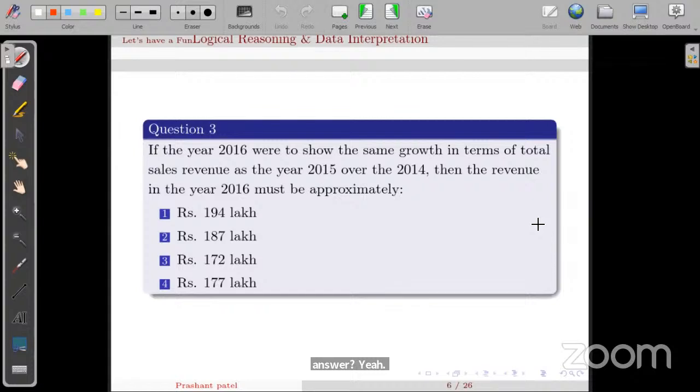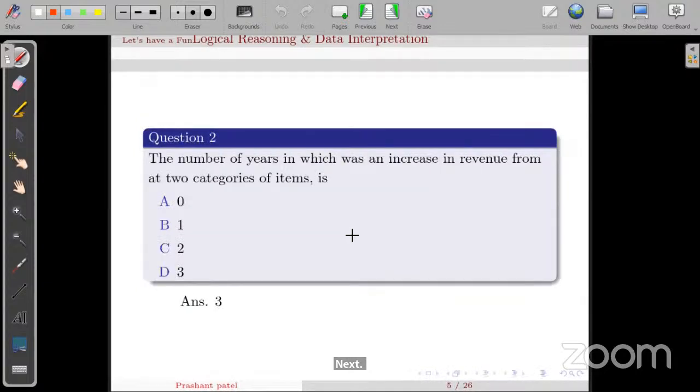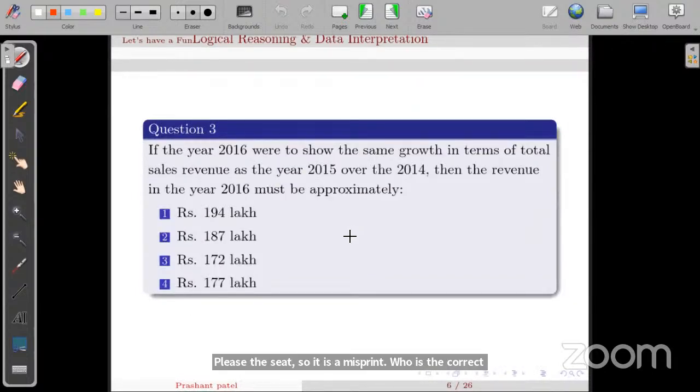Next. See here, yeah, here don't get confused with these 3. It is 3 in the C option, huh? So it is a misprint. 2 is the correct answer here. Okay, now next question. If the year 2016 showed the same growth in the term, let me first of all copy that table here.